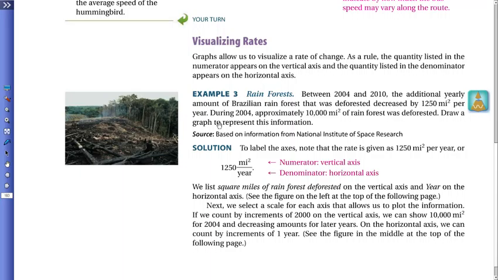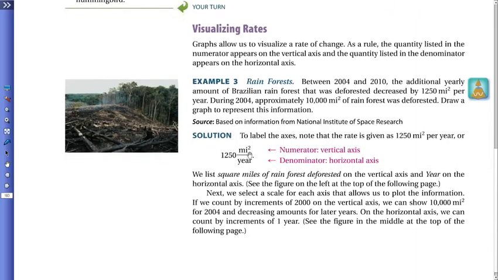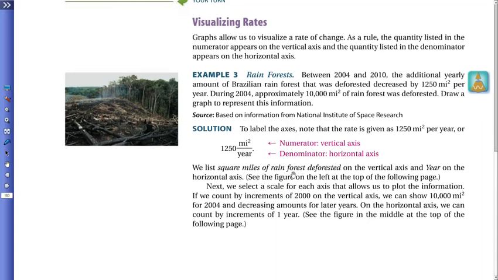Well, the solution is to label the axes and note the rate is given in 1,250 miles squared per year, or squared miles over a year. So in other words, when they're talking about it, you need to look at this rate. The comparison is squared miles over years. That's going to indicate how I need to label the axes of my graph.